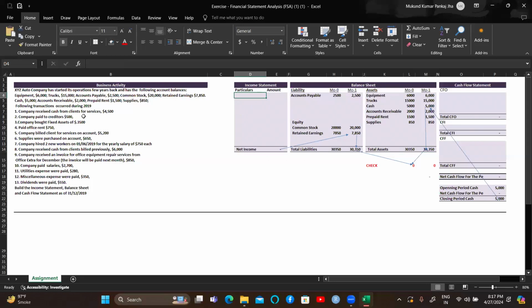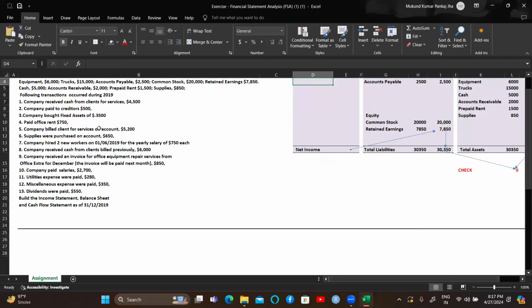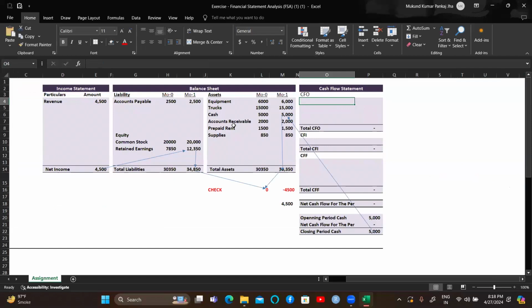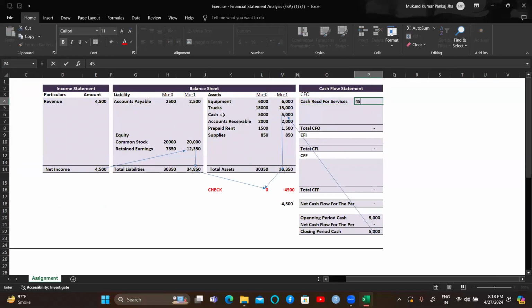Perfect. So let's start. Company received cash for services of 4,500. So revenue recorded by company is 4,500 and company has received cash for it. Cash received for services, that is 4,500.